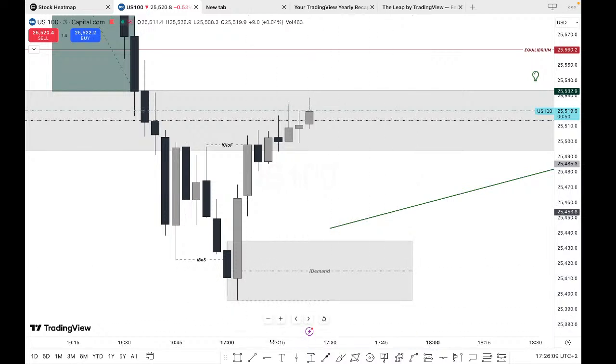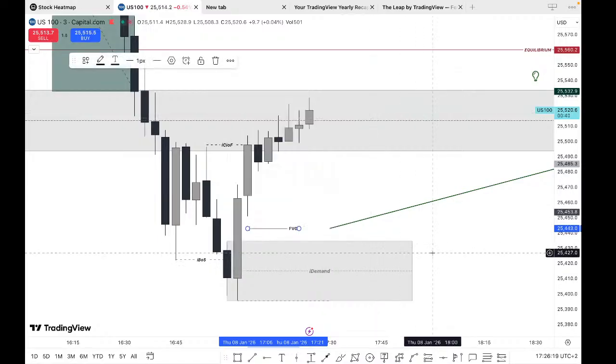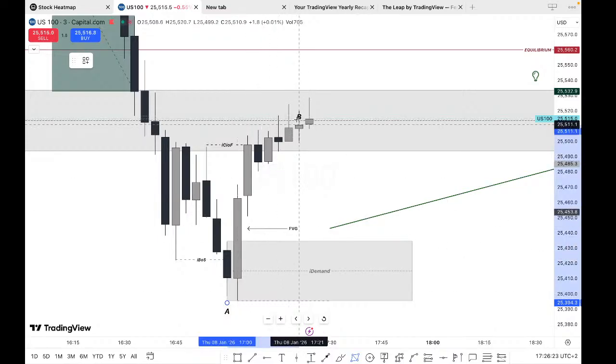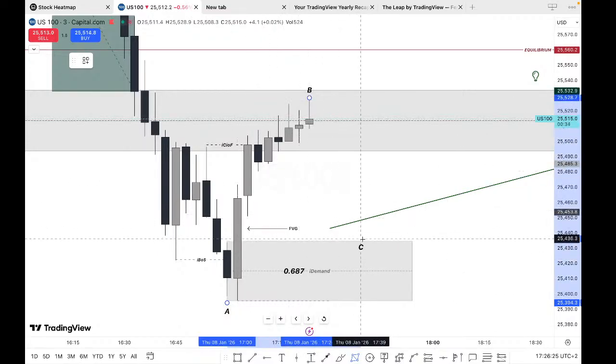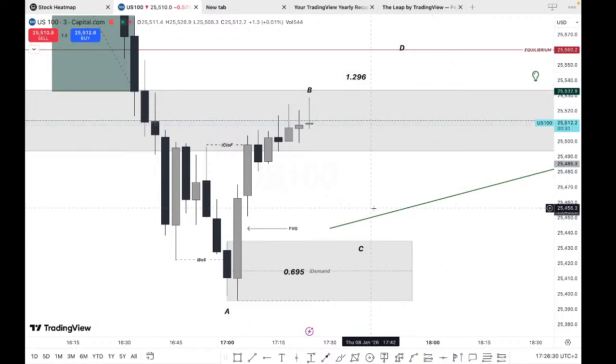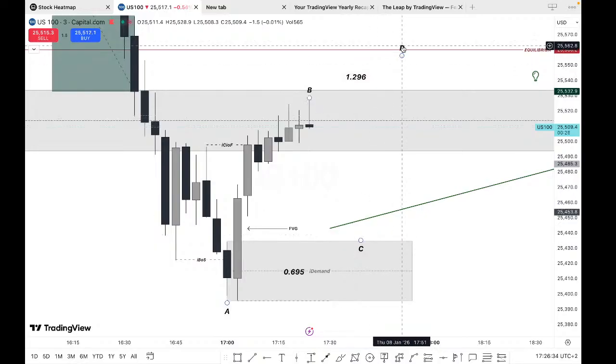And then below that fractal demand we have a fair value gap, all right? So now we're just waiting for the market to complete the D leg. So this becomes your A, that becomes your B. We're looking for the market to complete your C and then to complete your D leg, right? So that's basically what you're looking for. So that becomes your A, B, C, D, right?